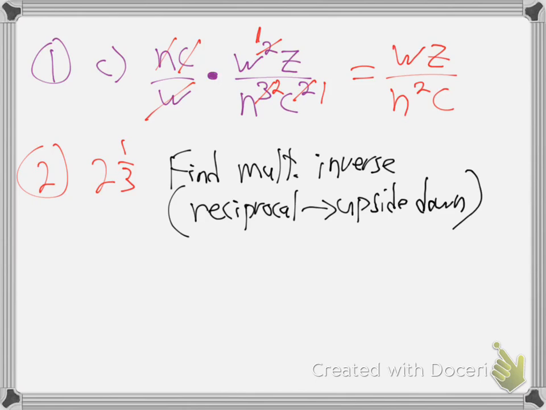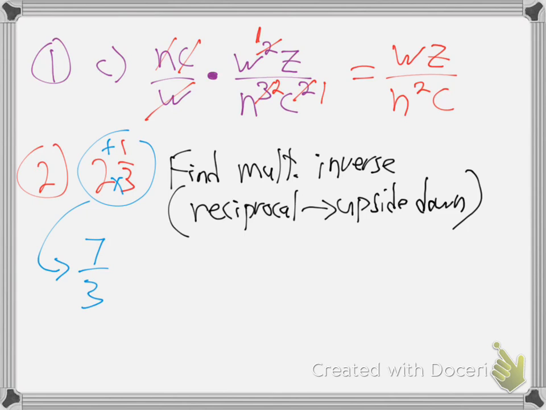It's the upside down, the multiplicative inverse. It's the upside down. So how do I do the upside down of 2 1/3? Yeah, you first got to make it an improper fraction. You first got to go 2 times 3, add 1. 2 times 3 is 6, add 1 is 7/3. So 2 1/3 is 7/3.